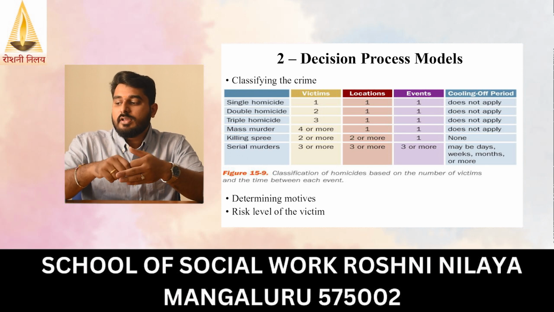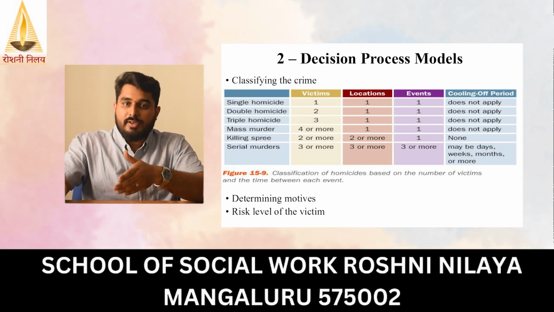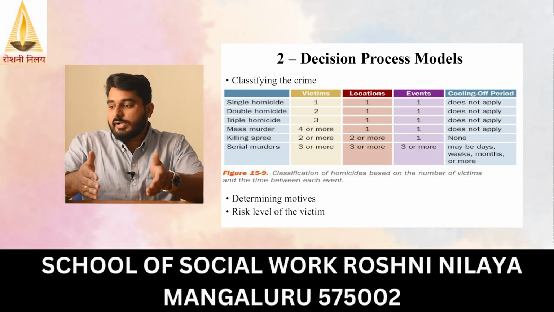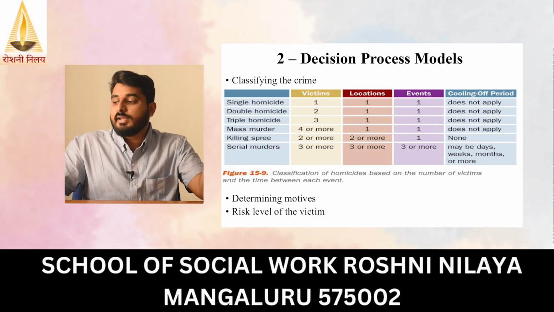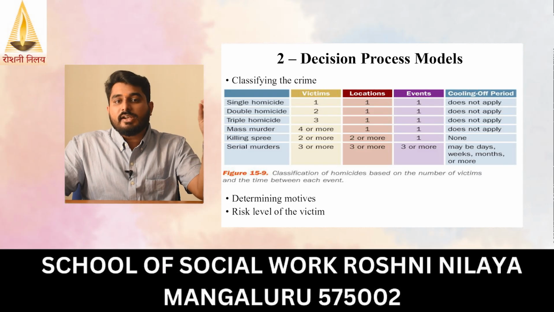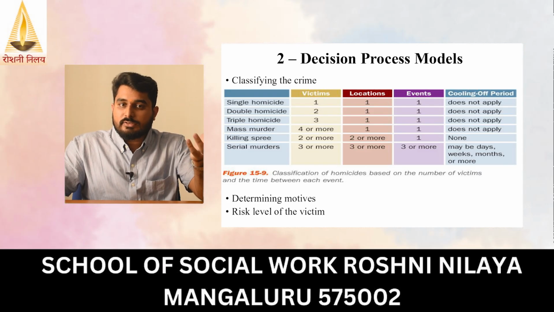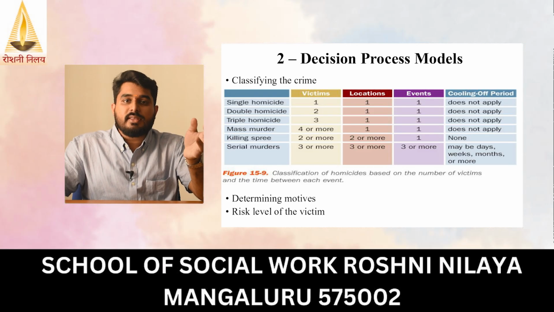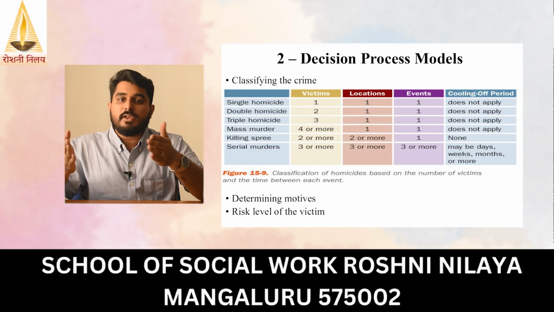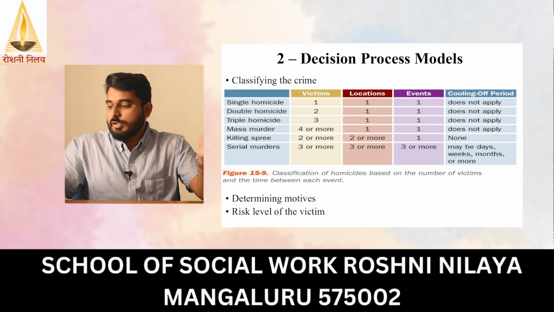Then the risk level of the victim. What was the risk level? I already said that we have to find out the history of the victim, that is, employment and reputation. Whether the victim was very reputed in society or was a normal human being. If he is a reputed person, then the motives will be different. If he is a normal human being, with a normal employment from the middle class, then the motives will be different.